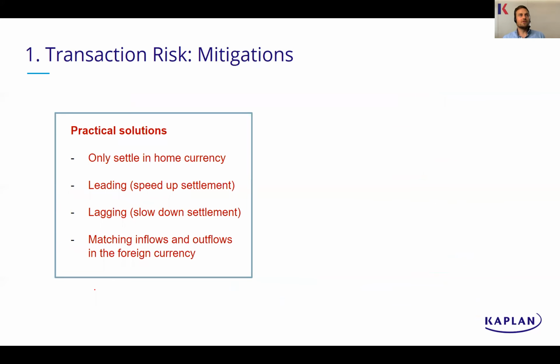Firstly, we'll look at some practical solutions. So what the company could say is, we're only ever going to settle in our home currency. So actually, if we're based in pounds in that last example, we're only going to accept pounds and we're only going to pay people in pounds. So that way, all foreign exchange risk has gone. We only take pounds and we only pay people in pounds. And then that way, foreign exchange risk has disappeared.